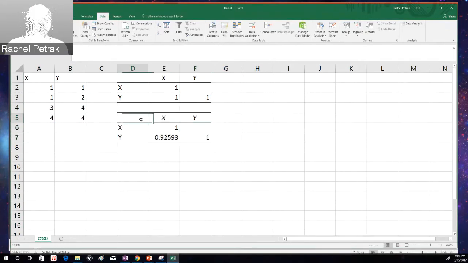This is called a correlation matrix. And the values that correspond to the variable and its correlation with itself, that'll always be 1. The correlation of X with X is 1. Correlation of Y with Y is 1. But the correlation of X and Y, this is the one we're interested in, is 0.92.